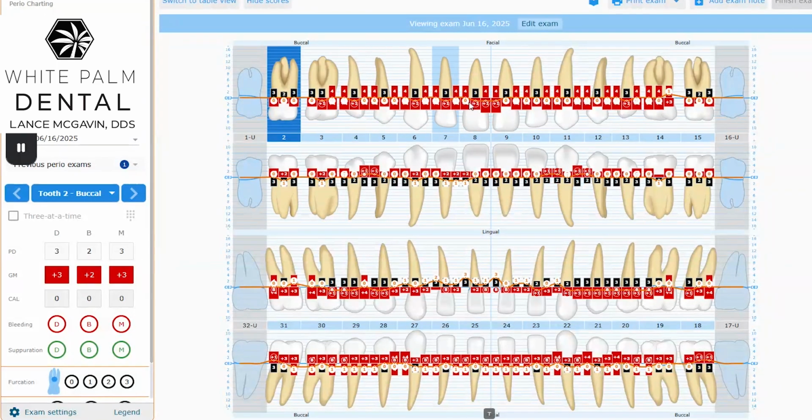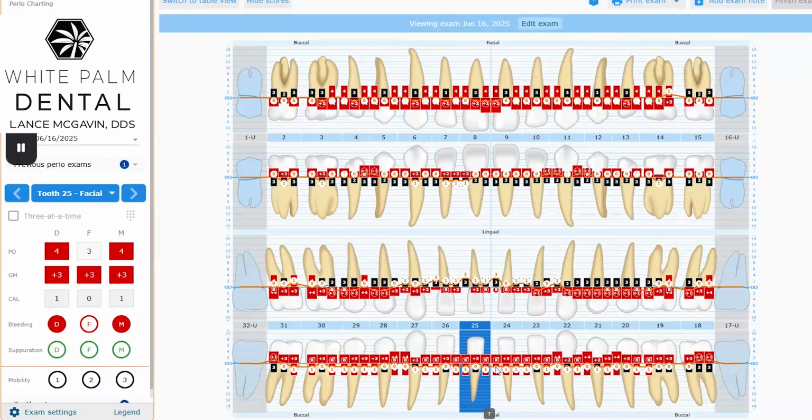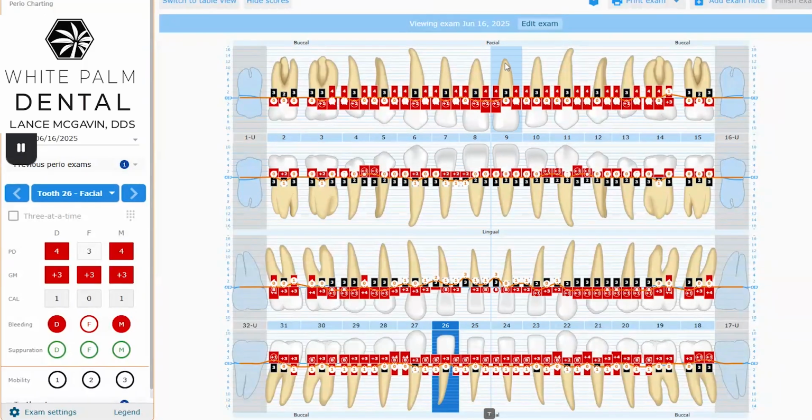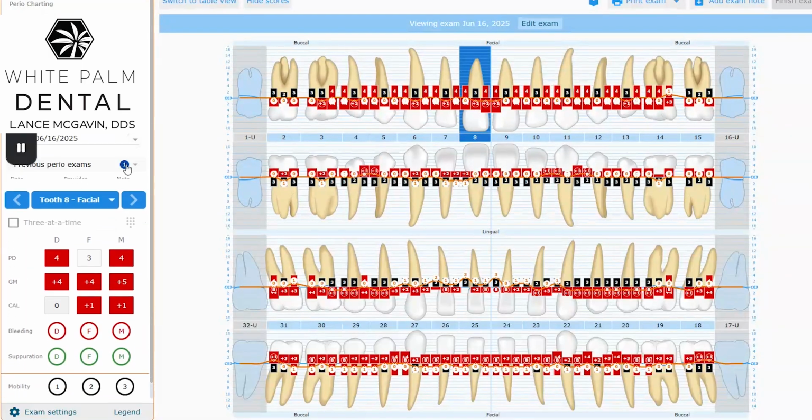So here's a scenario where in the front here, we've got 4 millimeters, probing depths everywhere, 4, 4. I think I had seen even some 5s in some places, but when we look at these probing depths, they still match the gingival margin. We have 4 millimeter probing depths with lots of bleeding, but, and I'm going to go back to the original one. Well, that is the original one.